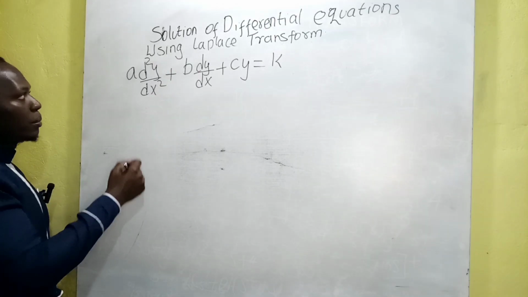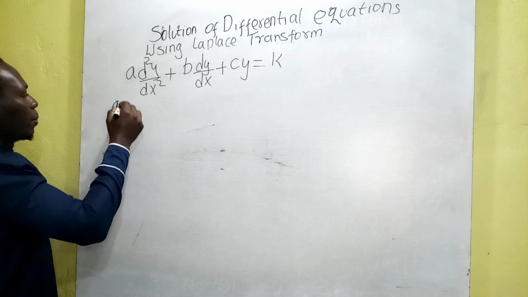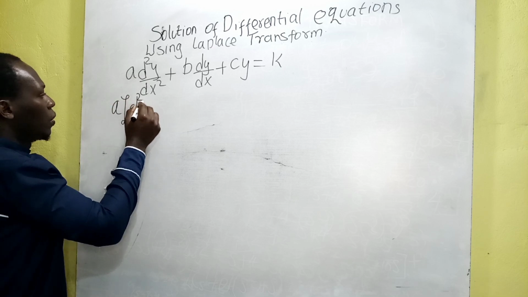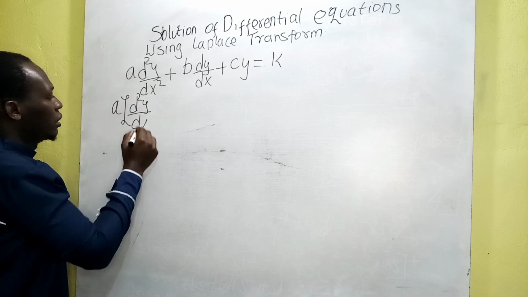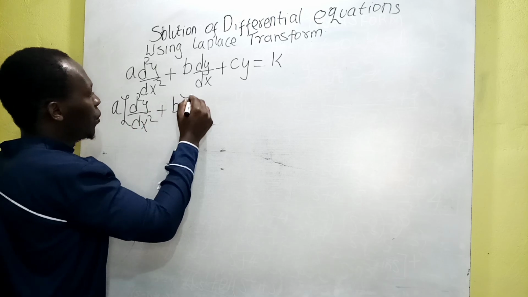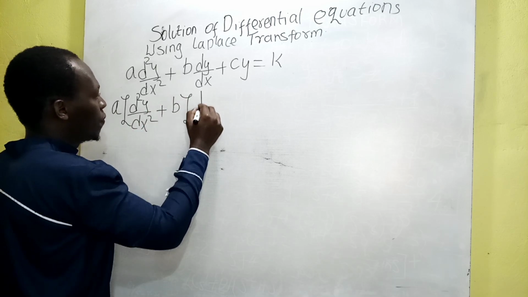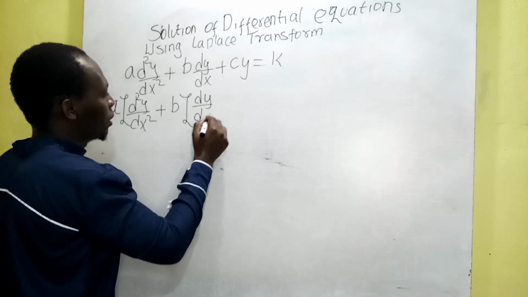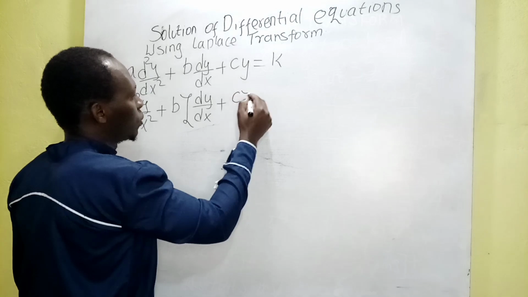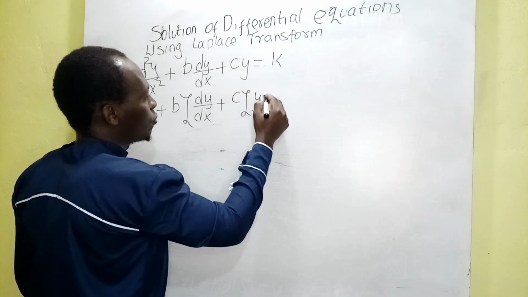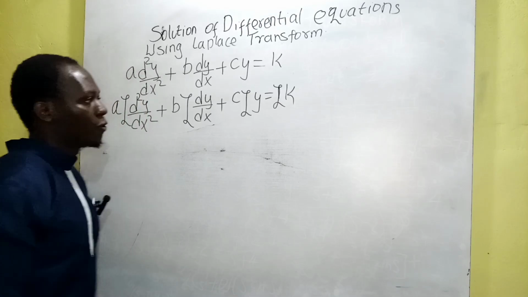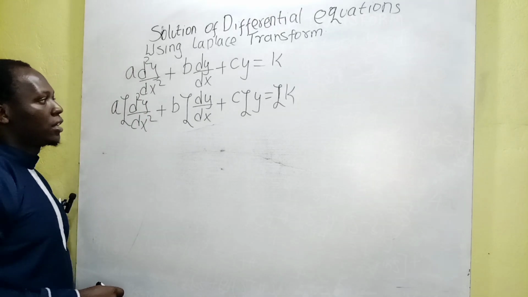In our first step now, we introduce the Laplace transform of d squared y with respect to dx squared. We add b, we introduce the Laplace transform of dy with respect to dx. We add c, we introduce the Laplace transform of y. And lastly, the Laplace transform of k. This is our first step.